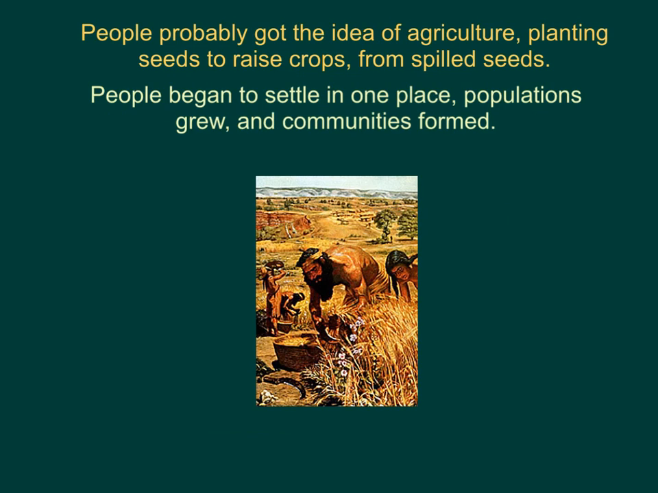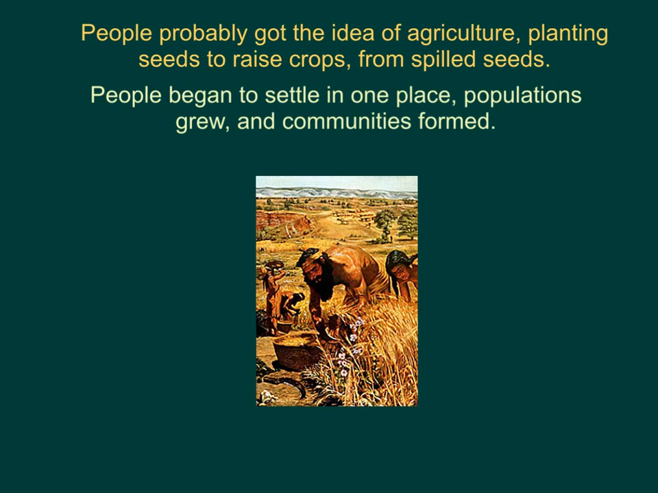The last 2 bullet points: people probably got the idea of agriculture, which means planting seeds to raise crops, from spilled seeds. They may have had some seeds they dropped on the ground, then realized they start to grow. And that's how they got the idea that, hey, we can plant something here and maybe keep it and eat it for a while. People began to settle in one place. They didn't have to wander around anymore looking for their food.